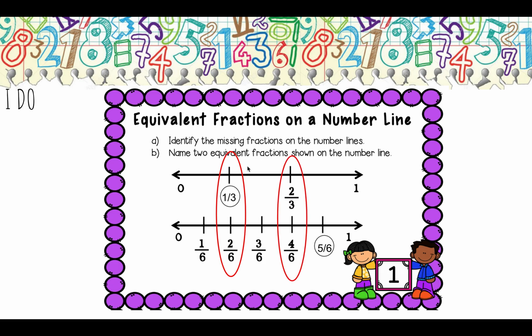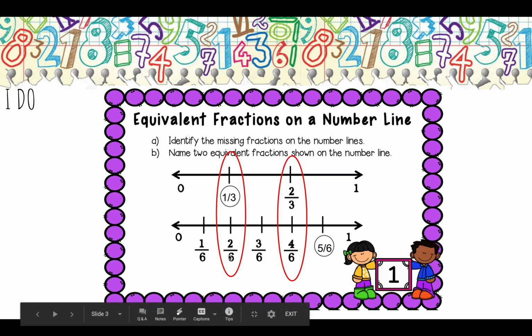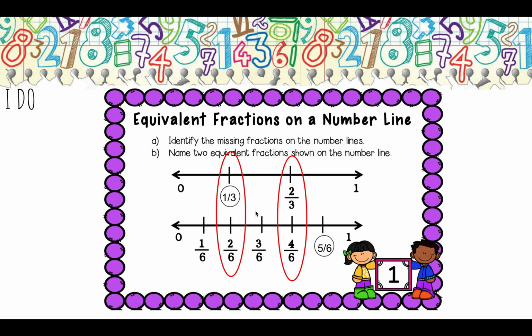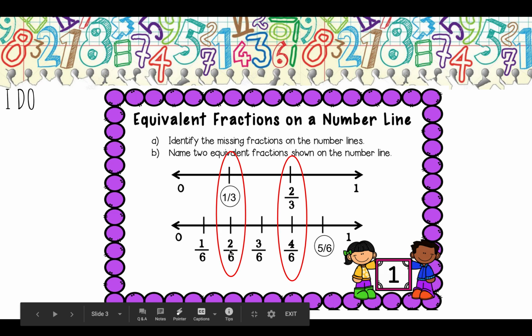These are equivalent because they are in the exact same place on the number line. Even though they have different denominators, they are equal or equivalent. They take up the same space on the number line. And if you think about it as food as well, if I say that I ate 1/3 of a pizza, that would be the same thing as saying I ate 2/6 of the pizza.